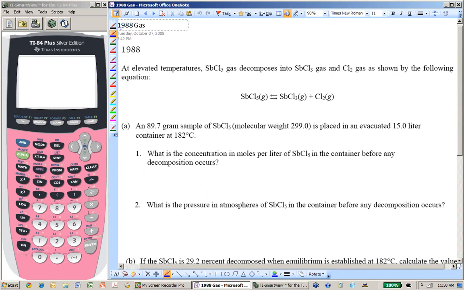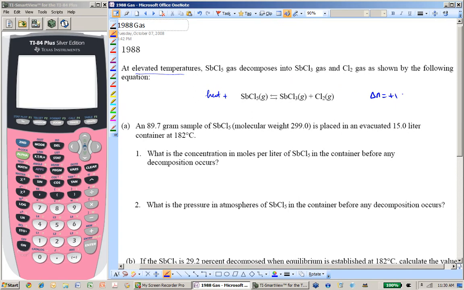At elevated temperatures, SbCl5 decomposes. Okay, they just told you. Unless they give me something numerical to dispute this, they're saying at elevated temperatures, heat's required for this to decompose into SbCl3 and Cl2. See all those gases? 1 mole of gas on the left, 2 moles of gas on the right. Delta n equals +1, as shown by the following equation. Stop here. What do you think they're going to ask you to do?